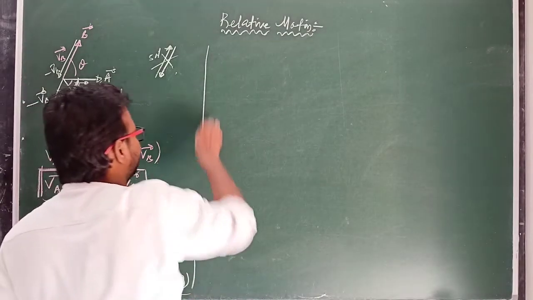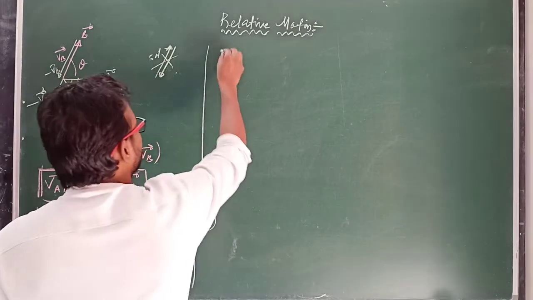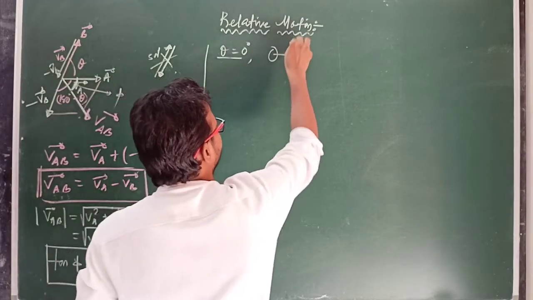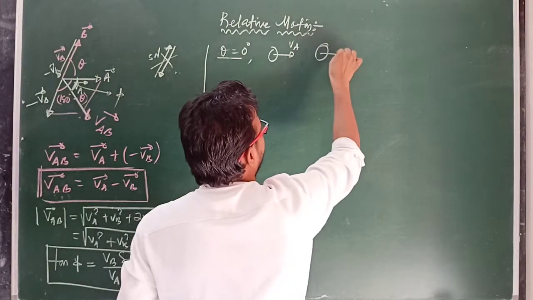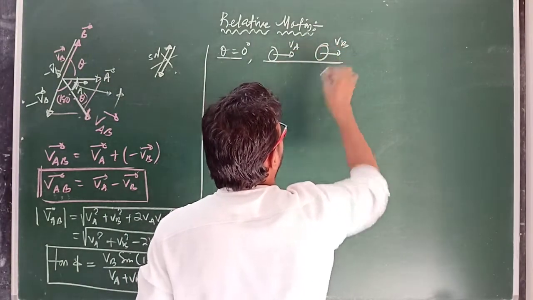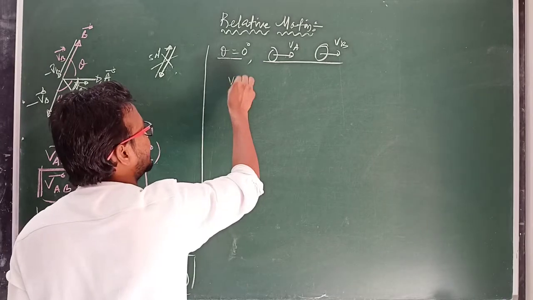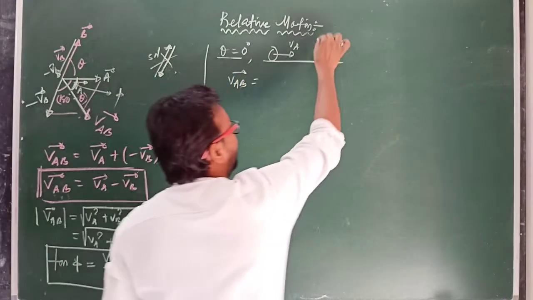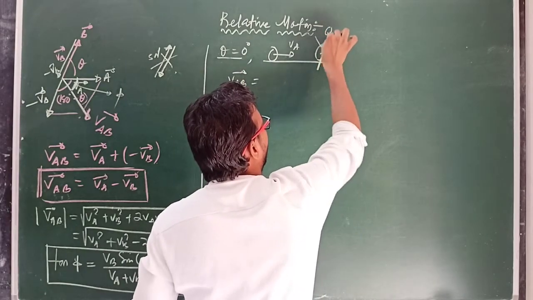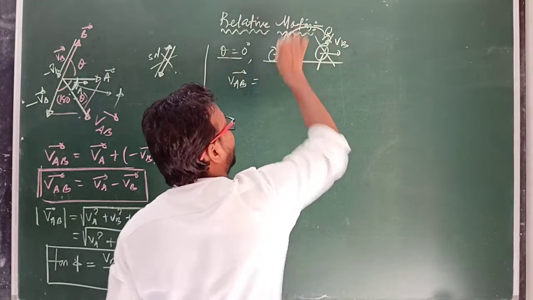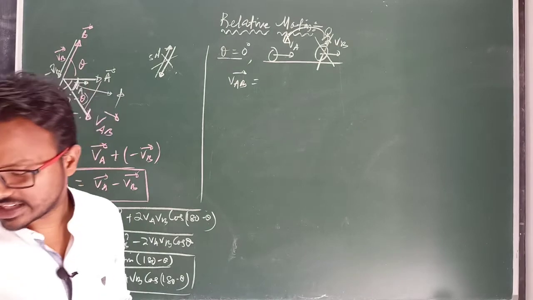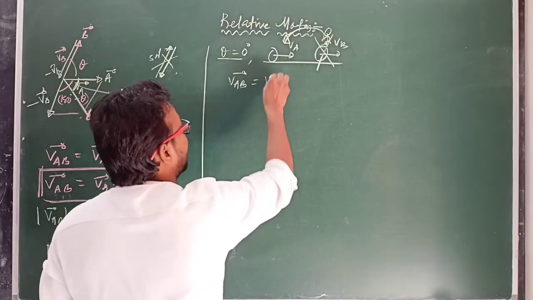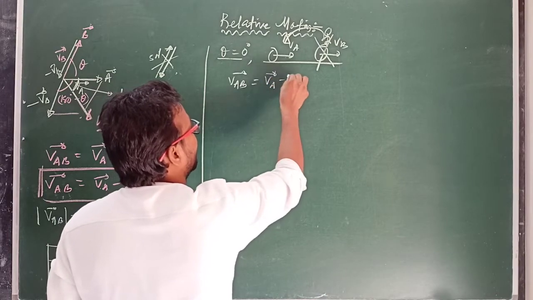If you take the special case of this relation, suppose theta is 0 degrees, it means two bodies with velocity A and velocity B are moving along the same direction. So in this case theta is 0 degrees. So the velocity of A with respect to B, if we place the observer at B, is what we see as the velocity of A. Clear? This is known as the relative velocity of A with respect to B. So in this case we can write that it is VA minus VB.